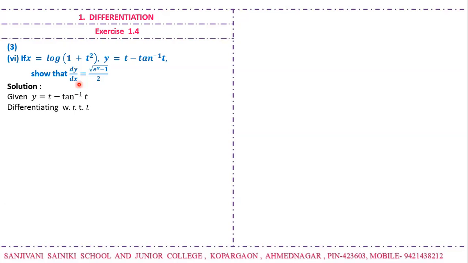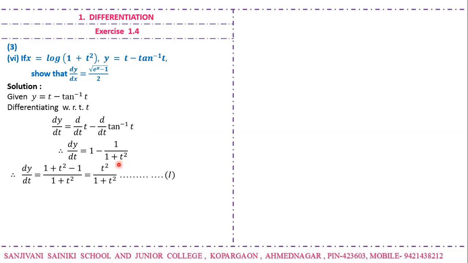The next example is log of x is equal to log of 1 plus t square and y is equal to t minus tan inverse of t. So take y is equal to t minus tan inverse of t, differentiate with respect to t. dy by dt is d by dt of t minus d by dt of tan inverse of t. Now t, its derivative is 1, tan inverse of t, its derivative is 1 upon 1 plus t square. Now take their LCM and simplify, you get t square upon 1 plus t square as the derivative of y.